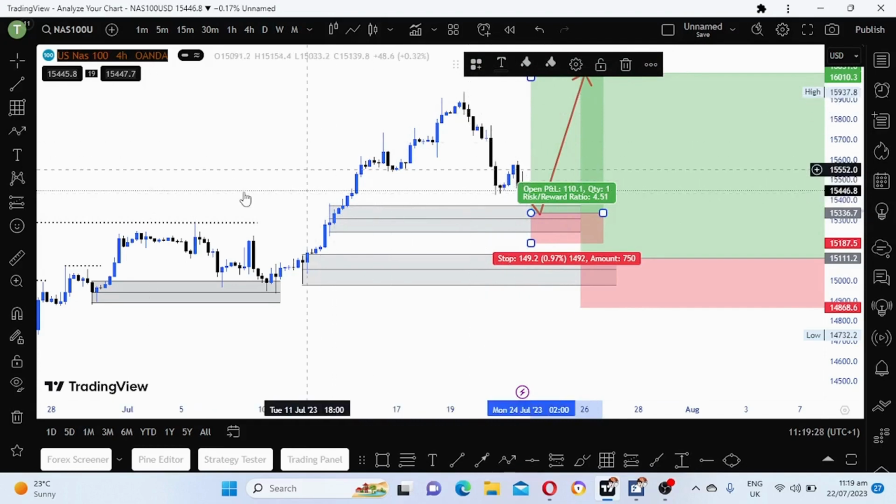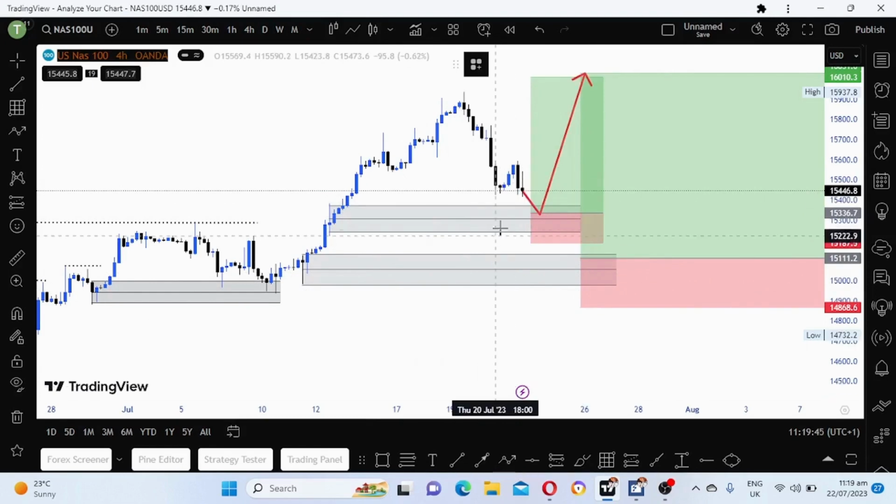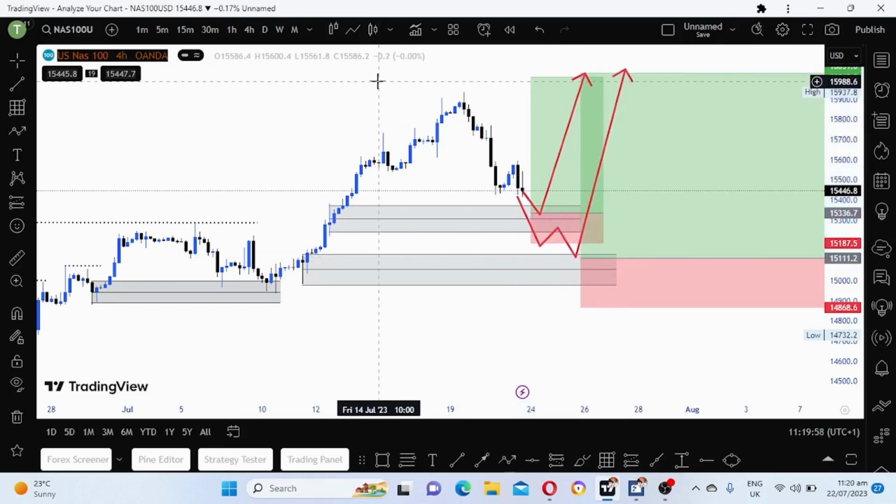We had a break of structure here. So now we are just waiting for price to either respect this first demand zone, or it can also respect our second demand zone, which is here. If price goes through our first demand zone, then we wait for a pullback, another pullback, and then we enter a buy. So these are the two setups that I have on Nasdaq, guys.